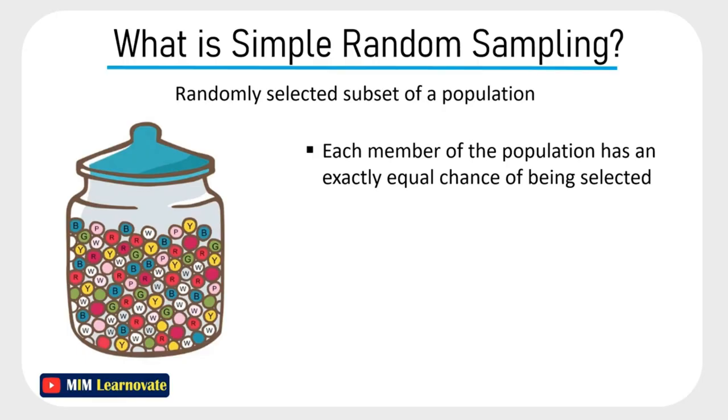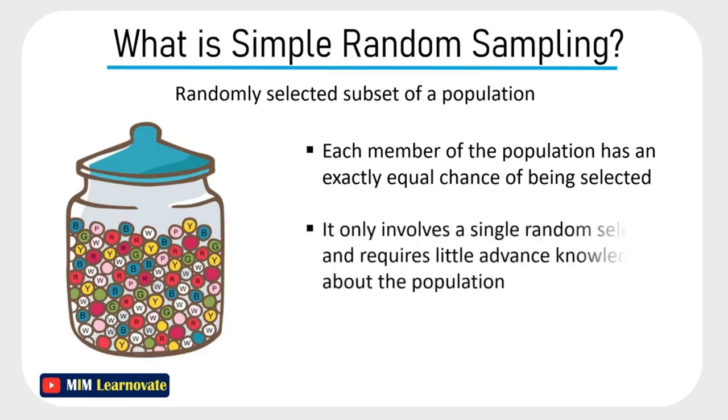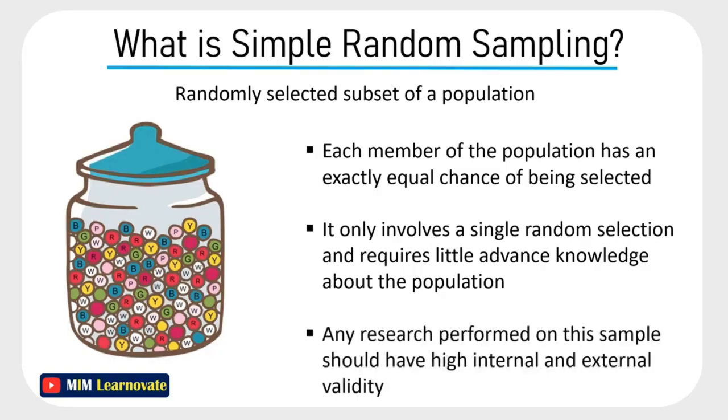This method is the most straightforward of all the probability sampling methods since it only involves a single random selection and requires little advanced knowledge about the population. Because it uses randomization, any research performed on this sample should have high internal and external validity.